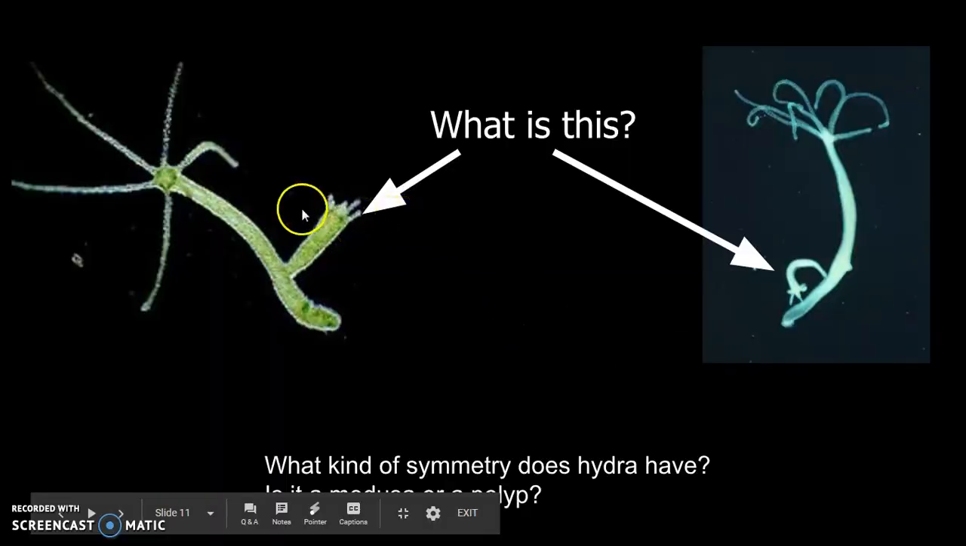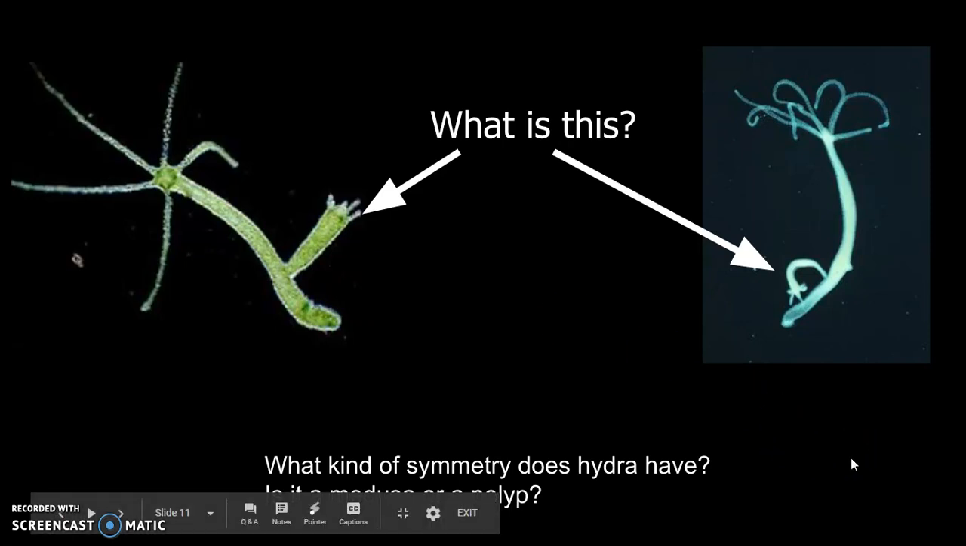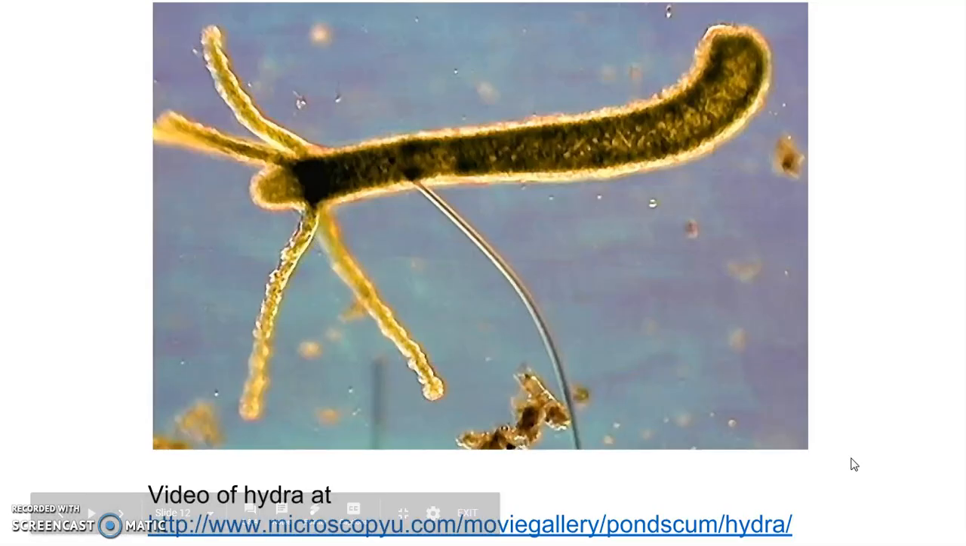So what is this? Do you remember what we called this? They're hydra. So what are these little things called right here? Those are called a bud, and it is asexual reproduction. And there's another picture of a hydra.